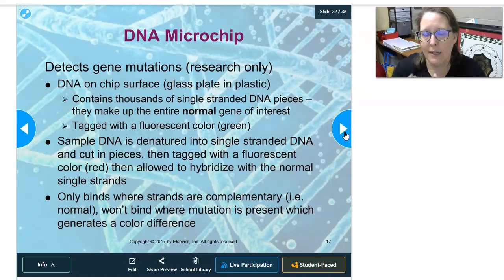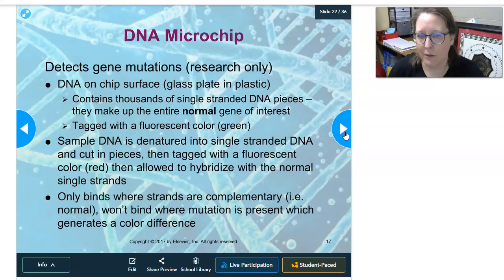So all the pieces are tagged with red, and then you take your single-stranded DNA from your sample and the single-stranded DNA that's on the chip surface, the normal one, and you incubate them and allow them to hybridize. Anywhere where it's complementary, it will stick. As long as the sample genetic sequence is normal, it will be complementary and bind to the normal strands. But it will not bind anywhere there's a mutation, because the sequence has changed and it's no longer complementary.